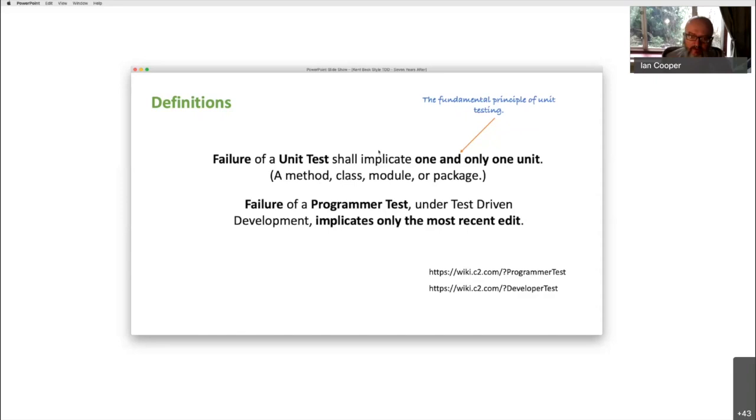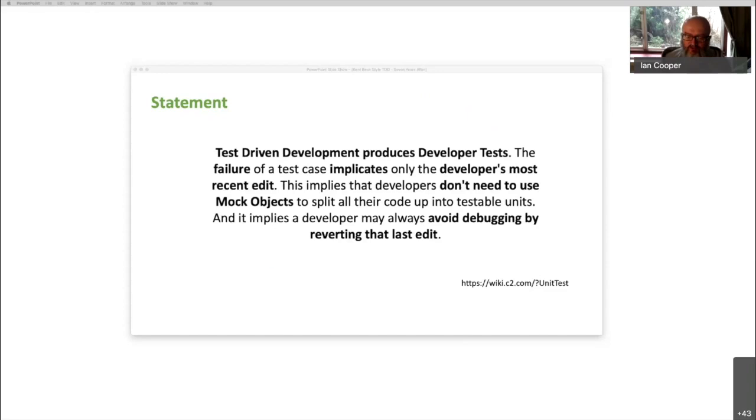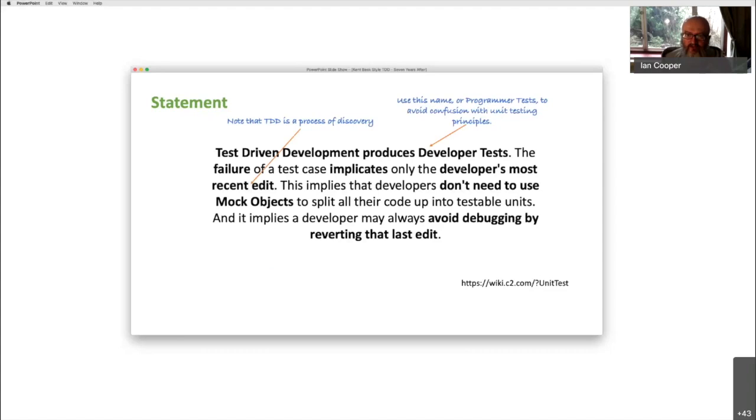So this is basically the definition that you need to get internalized on the C2 wiki. Test-driven development produces developer tests. Failure implicates the developer's most recent edit. You don't need to use mock objects, and you avoid debugging if you can by reverting that last edit. That's what test-driven development is. Right. So TDD is a process of discovery. And don't use mocks, right?